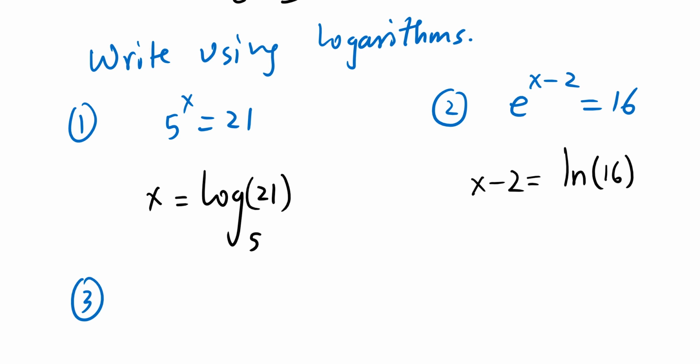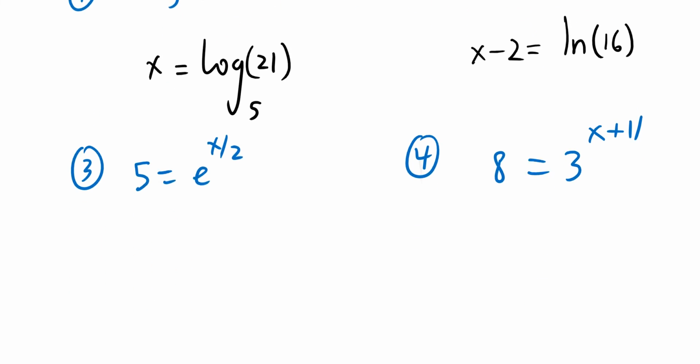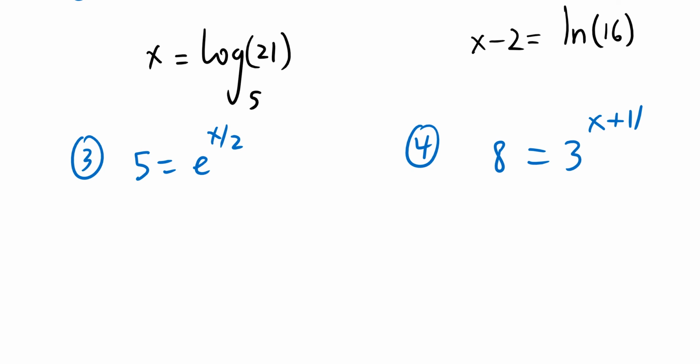Next example, more examples. Say 5 equals e to the x over 2. And the fourth one, I'm going to go over 8 equals 3 to the x plus 11. So how do we write this out? Again, I'm going to use ln. So ln base e, e to the x over 2 equals 5. And then you can get rid of e.